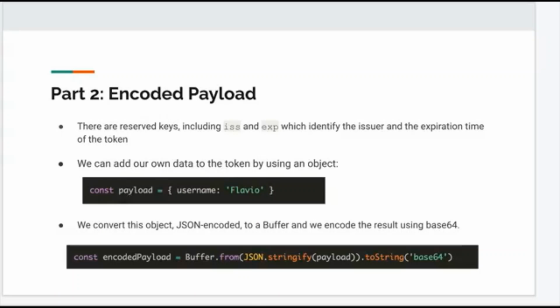Number 2 is the encoded payload. The encoded payload consists of two reserved keys, namely ISS and EXP, which help the user identify the issuer and the expiration time. The payload can be customized with any kind of data. We can add our own data to the token by using an object, as we can see in this equation. We convert this object, JSON encoded, to a buffer, and we encode the result using the base64 scheme.